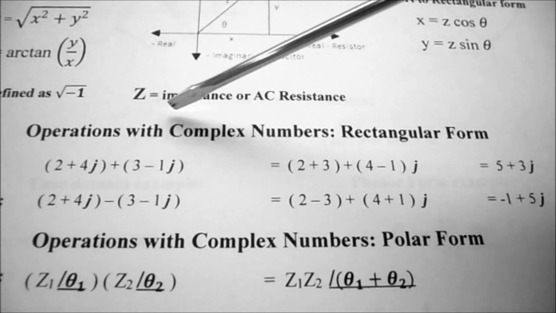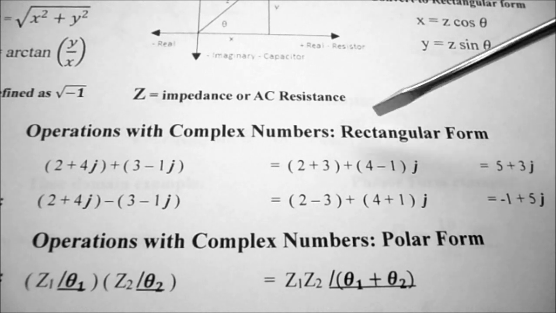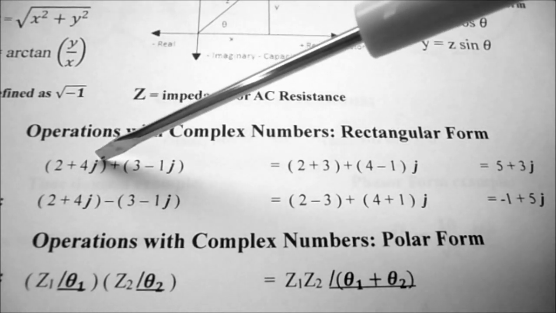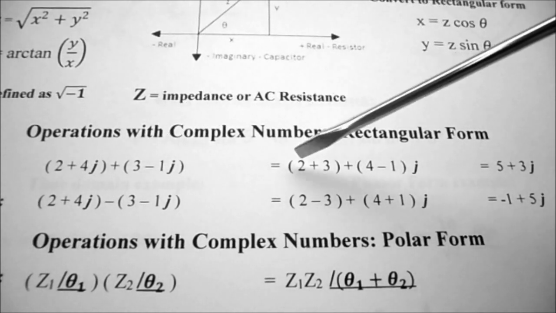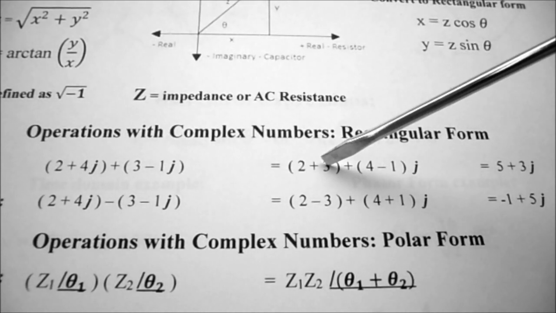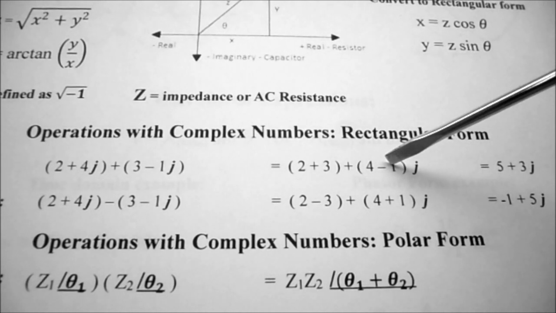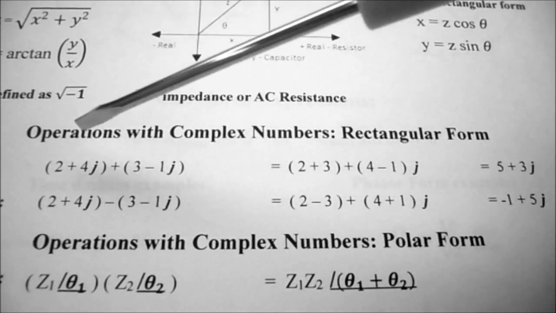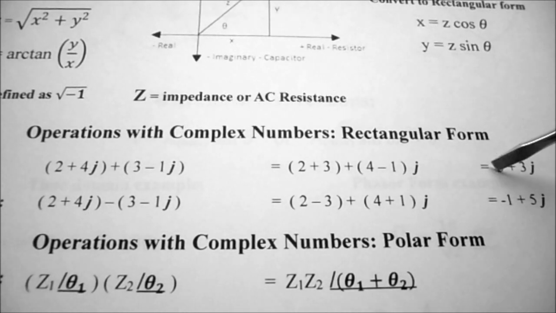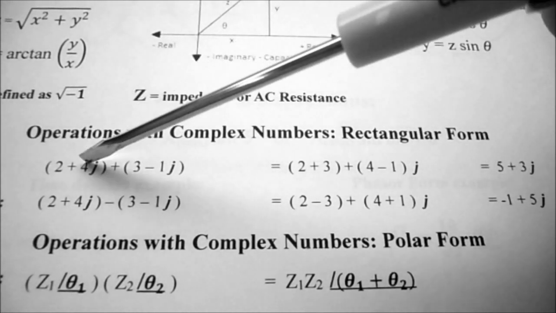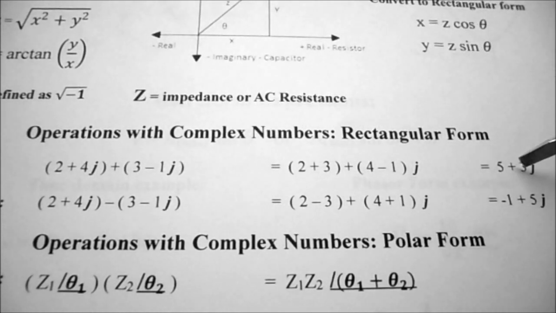So looking at operations with complex numbers, in the rectangular form, it's fairly easy to add two complex numbers together. We add the two real components together, and then we add the two imaginary components together. So in this case, 2 plus 3 is equal to 5, and 4 plus -1 is equal to 3.